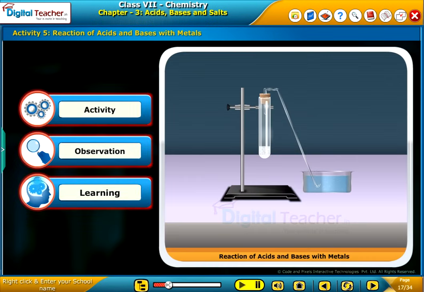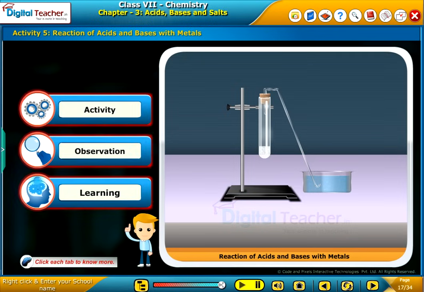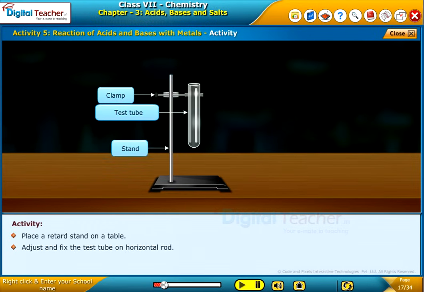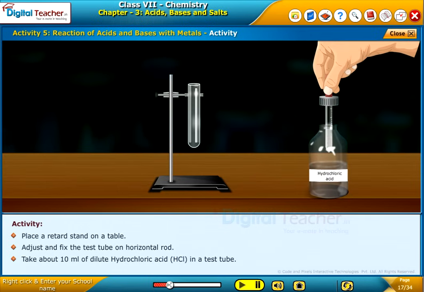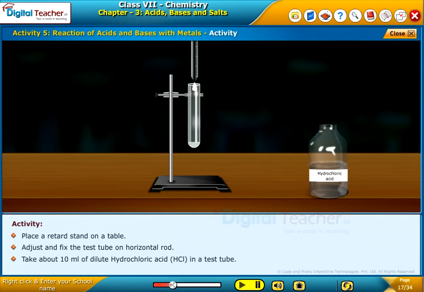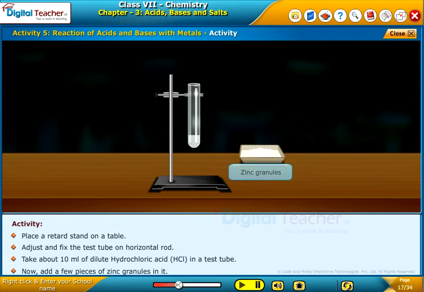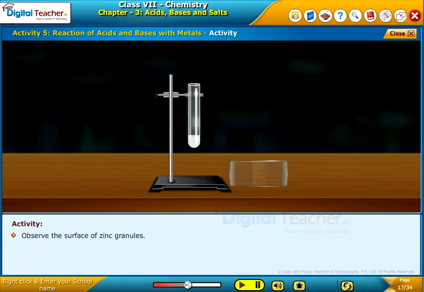Here, let us perform an activity to know about the reaction of acids and bases with metals. Click each tab to know more. Place a retort stand on a table. Adjust and fix the test tube on the horizontal rod. Take about 10 ml of dilute hydrochloric acid, HCl, in a test tube. Now, add a few pieces of zinc granules in it. Observe the surface of zinc granules.